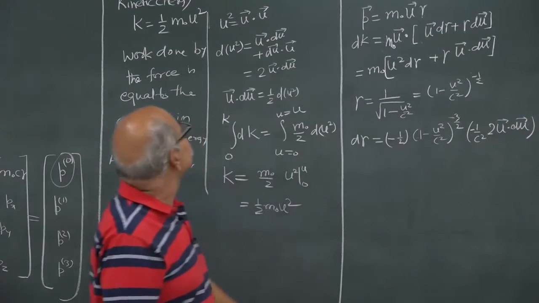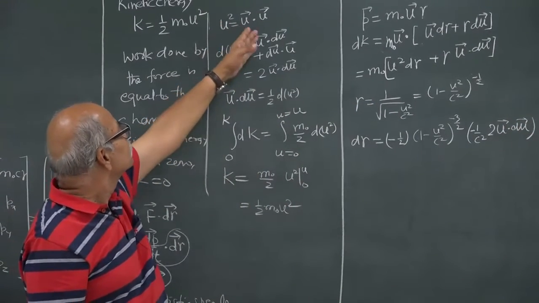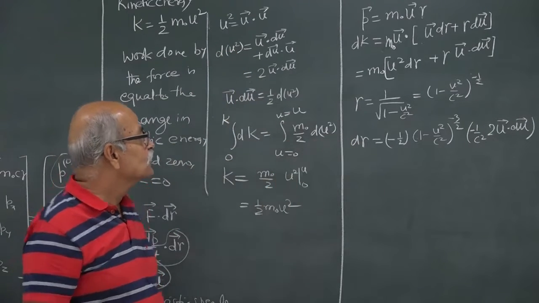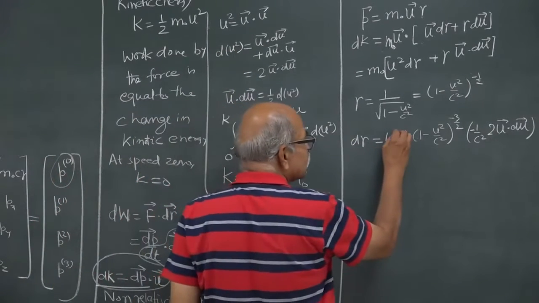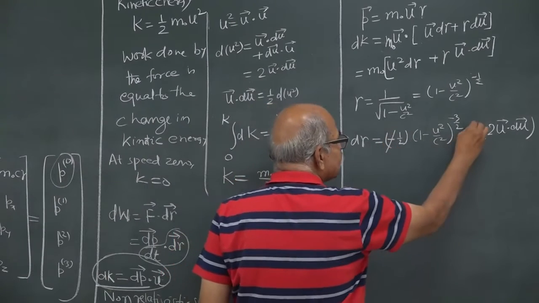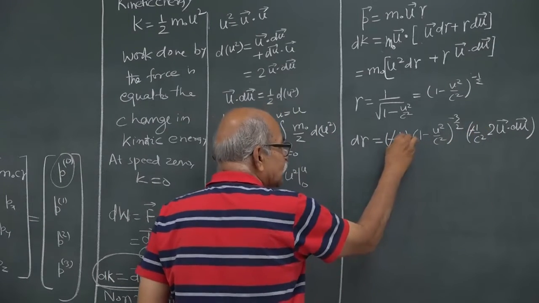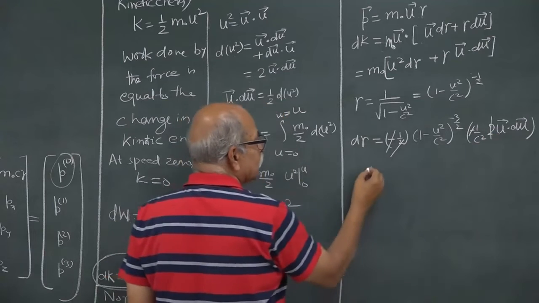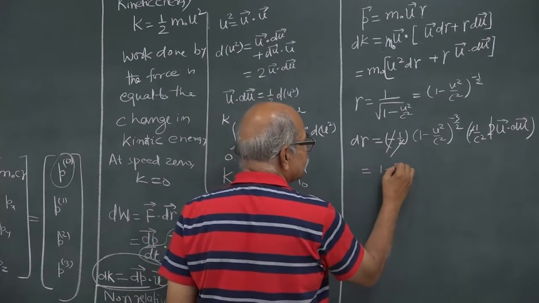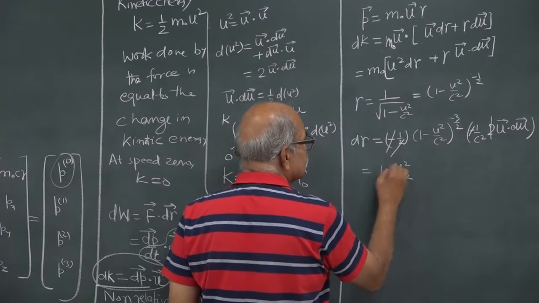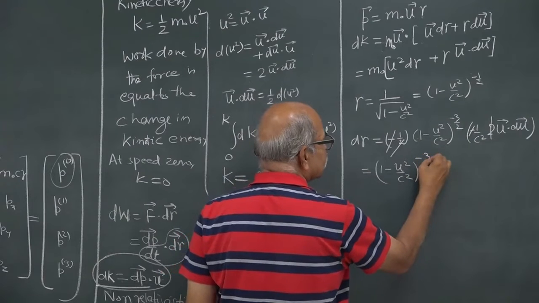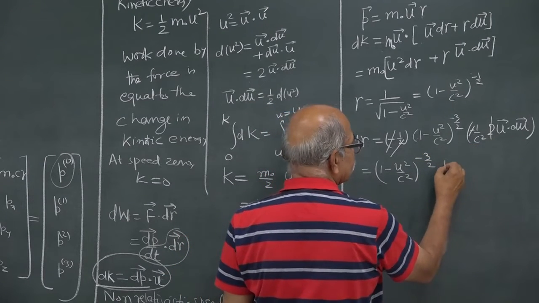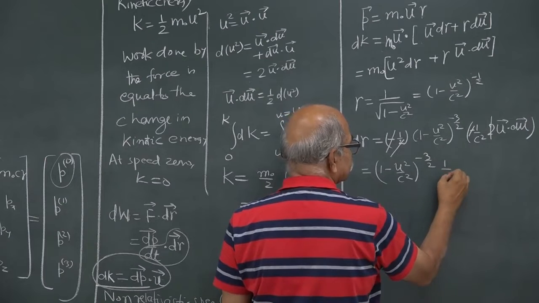We have already done here u square. When you differentiate u square you get 2 times u dot du. So this minus will cancel out with this minus, this 2 in the denominator will cancel out with this 2 in the numerator, and you are left with (1 minus u square by c square) power minus 3 by 2, and then you have this 1 by c square and u dot du.